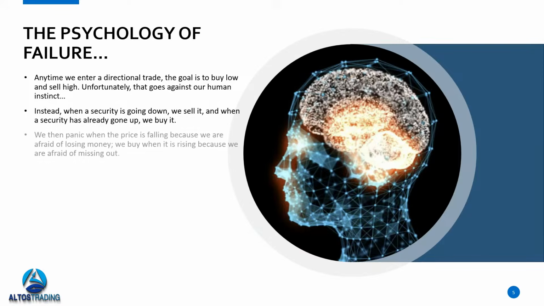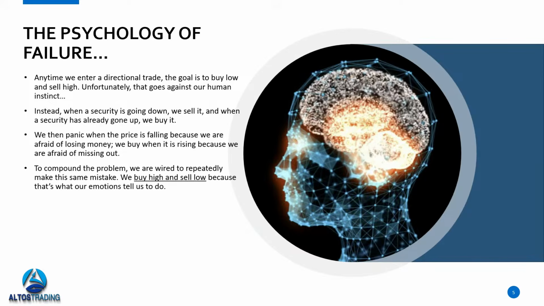We're late getting into trends. We then panic when price is falling because, of course, we don't want to lose money. But then we buy when it's rising because we're afraid of missing out. It's the FOMO mentality. And then to compound that problem, we're wired to repeatedly make the same mistake. So we buy high and sell low because that's what our emotions tell us to do.